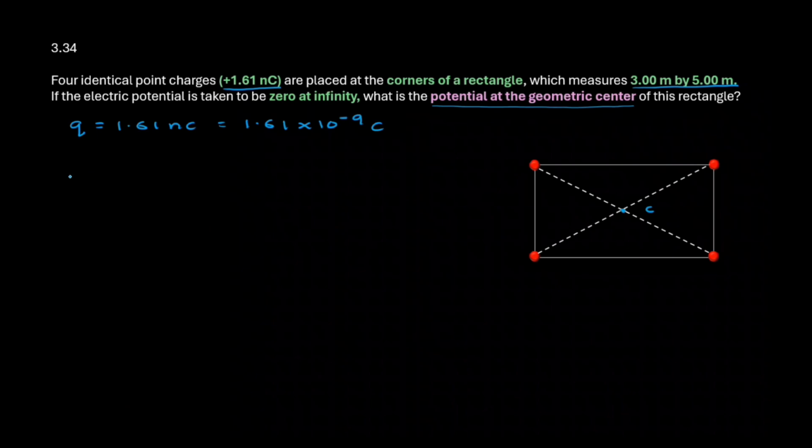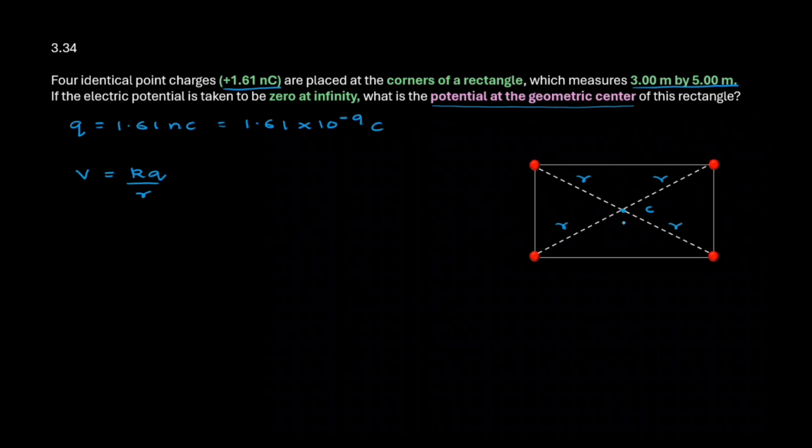We know that electric potential V is given as KQ over R, where K is the Coulomb's constant, Q is the charge, and R is the distance of the point from the charge Q. This distance R from the geometric center can be shown in the figure as follows. From the charge Q to the point C, R is equal for all the point charges.